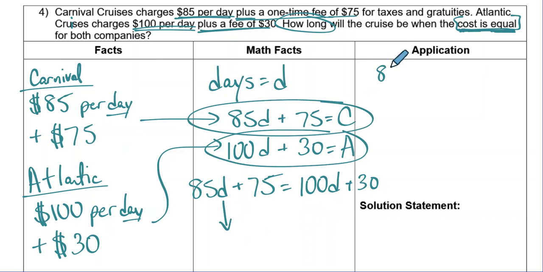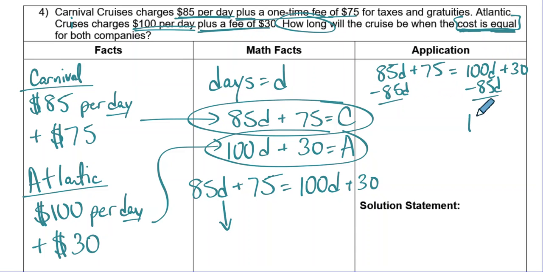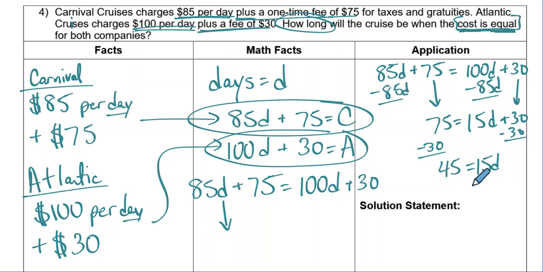So now I'm going to solve that up here. 85D plus 75 for Carnival and 100D plus 30 for Atlantic. I'm going to subtract 85D from both sides to give me 15D on the right plus 30. That just comes down. And so does the 75. And then I'm going to subtract 30 from both sides so that I can get this variable all by itself. I have one more step. 15D now equals 45. And then I divide by 15 to solve for D. And that gives me that D equals 3.